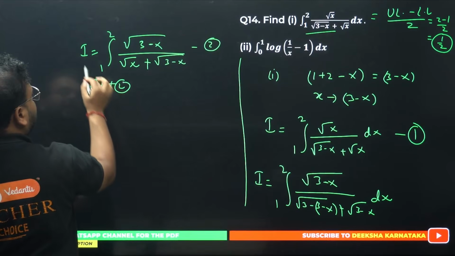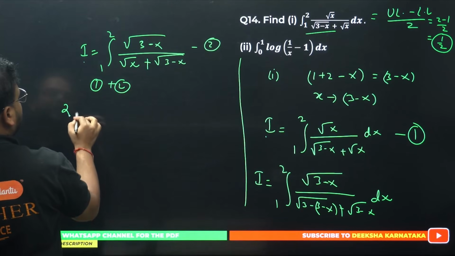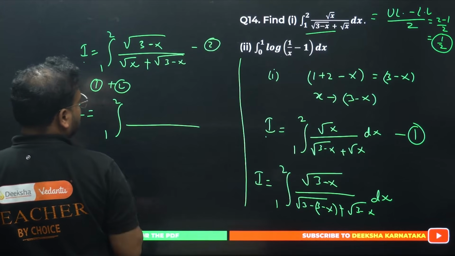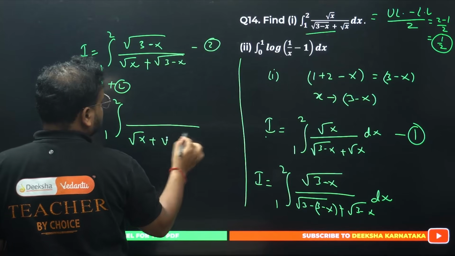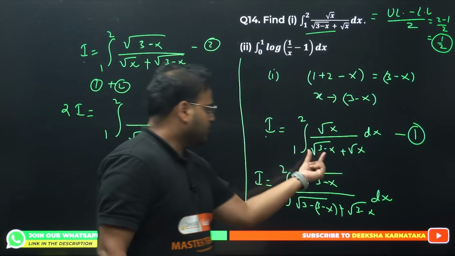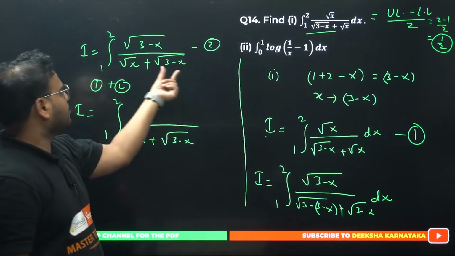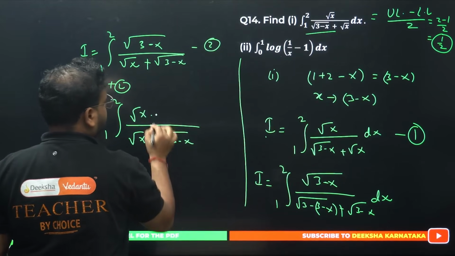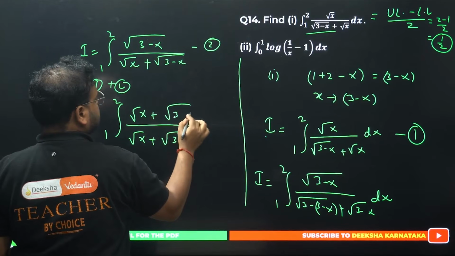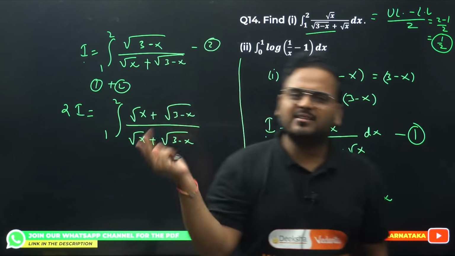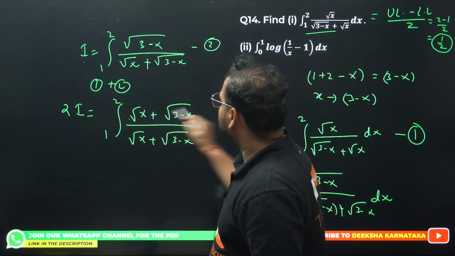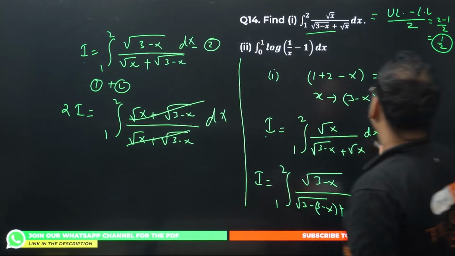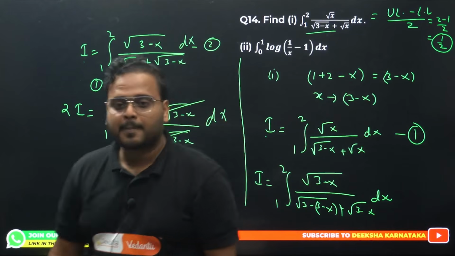Add equations 1 and 2. What are you going to get? I plus I, how much is that? 2I. The limit will be the same, right? Check, the denominator is the same thing: root of x plus root of 3 minus x. Same thing over here also. What about the numerator? This plus this. Because the denominator is the same, I can add the numerators as they are. Check carefully, it is the same thing, it cancels. Just dx is left.